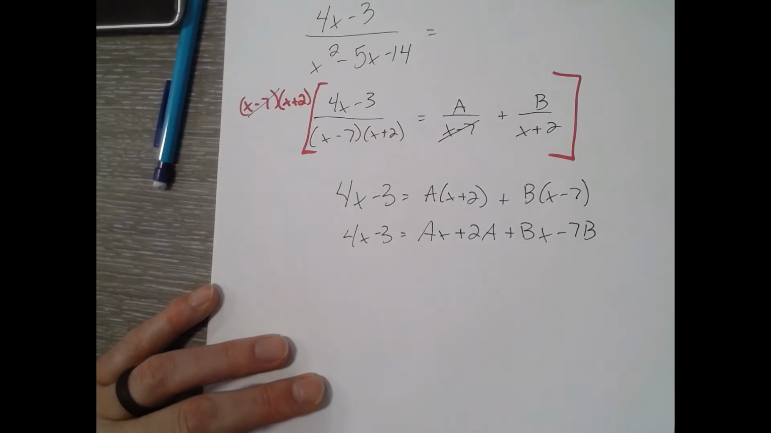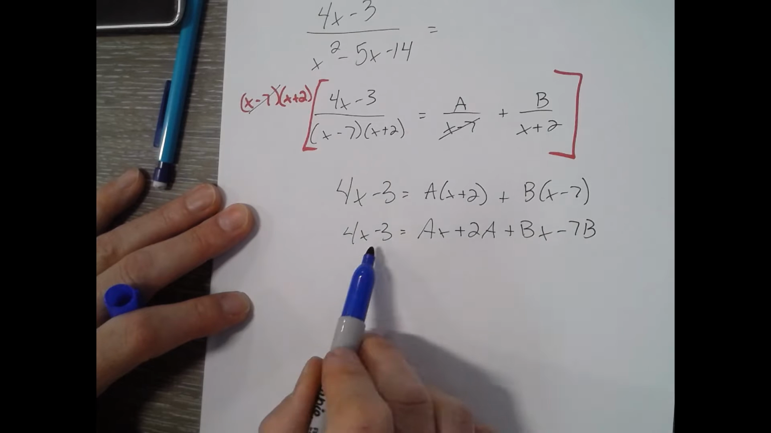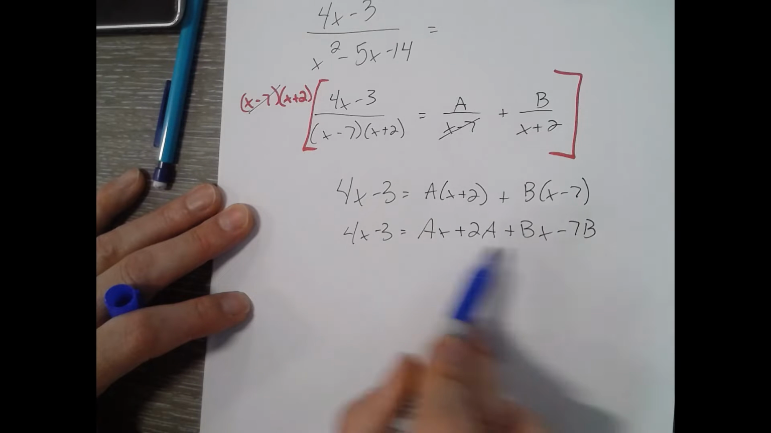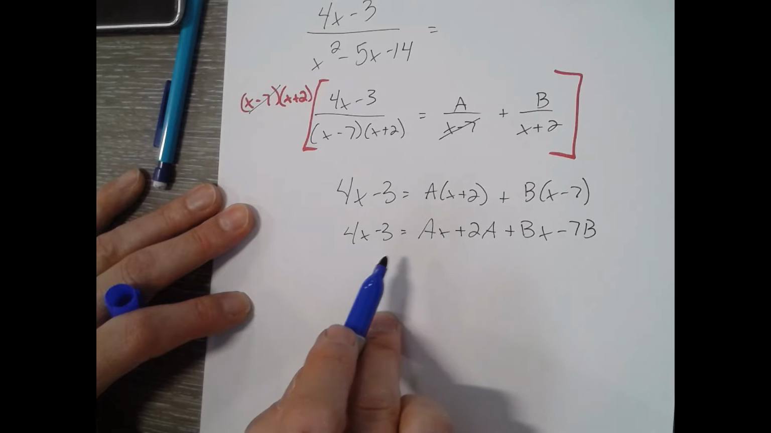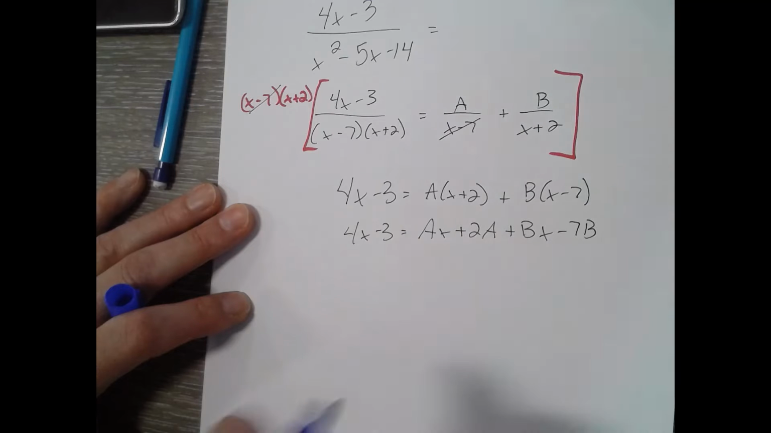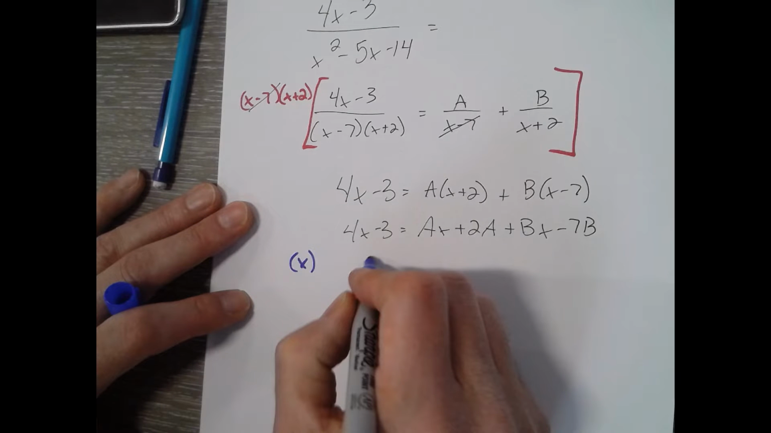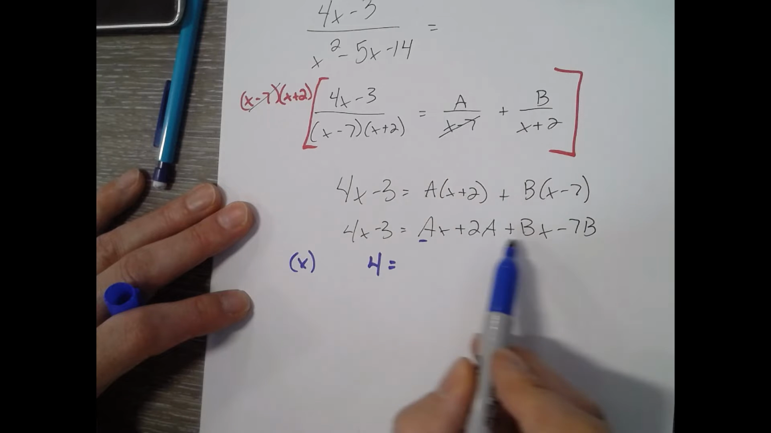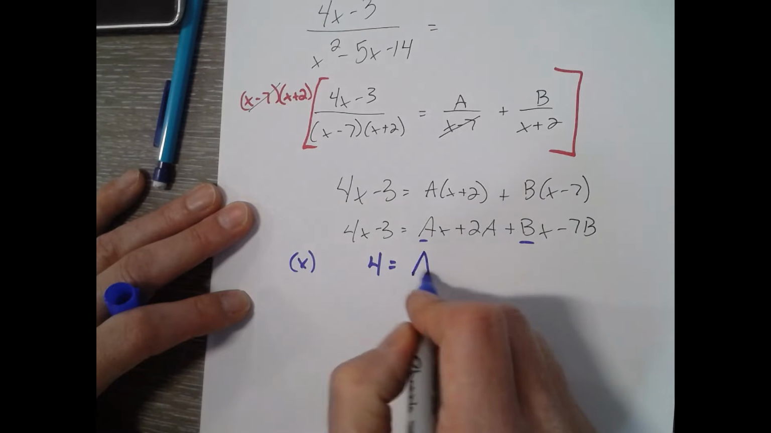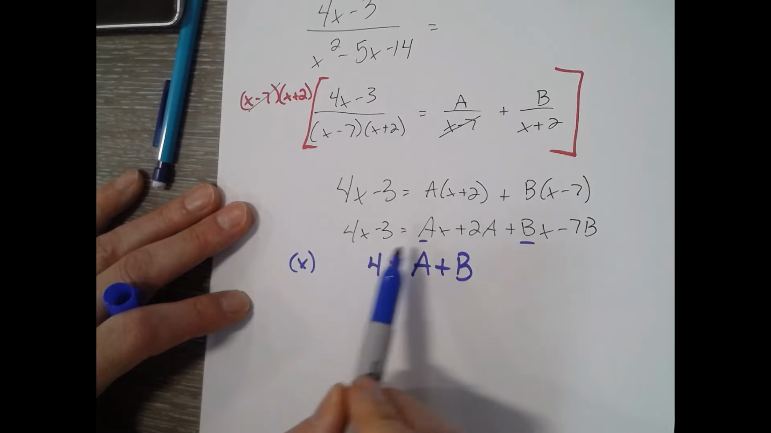All right, so now we get to set up a system of equations. There are numbers here or constants. There are x terms or linear terms. There are no x squareds or x cubed. So really I only need two equations. One for the number and one for the x's. So the x's, how many x's do I have on the right side? I have A plus B. This is my x coefficients. 4 equals A plus B.